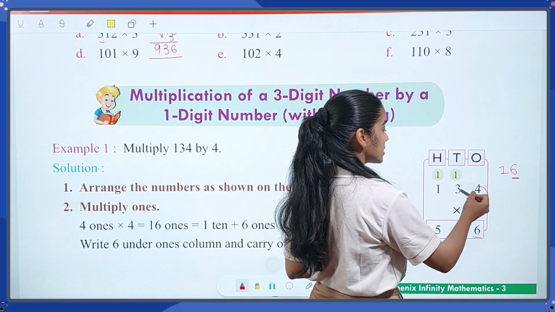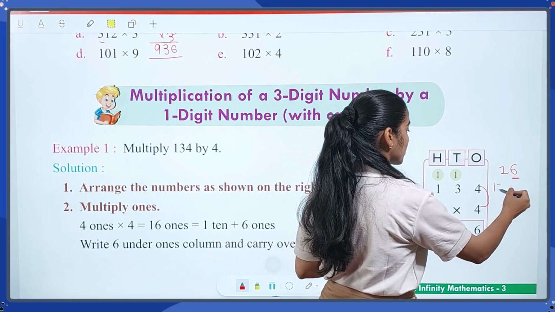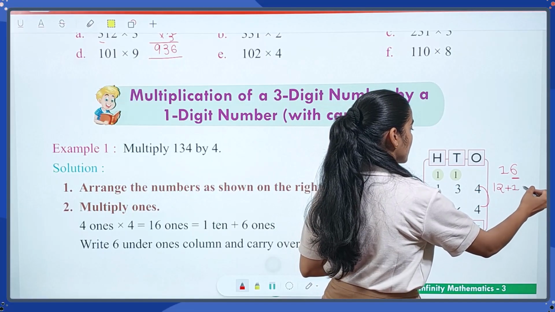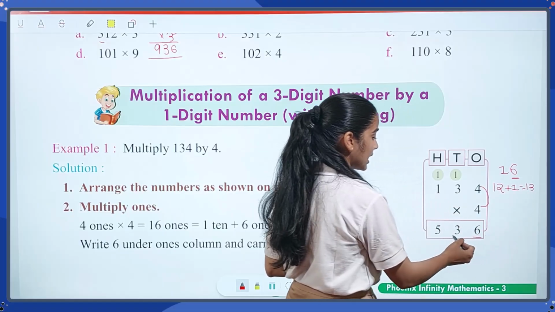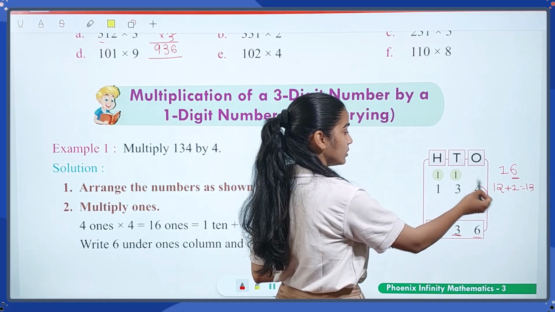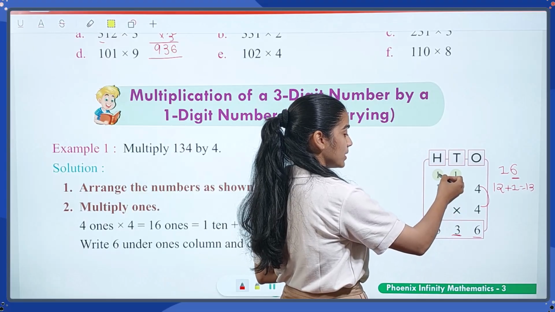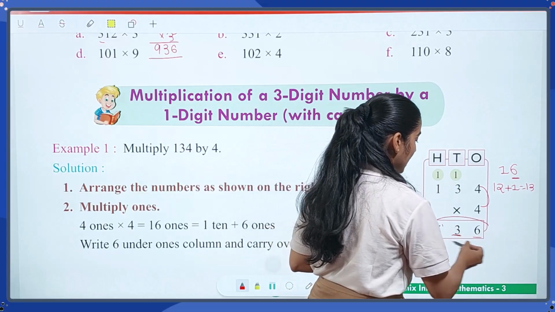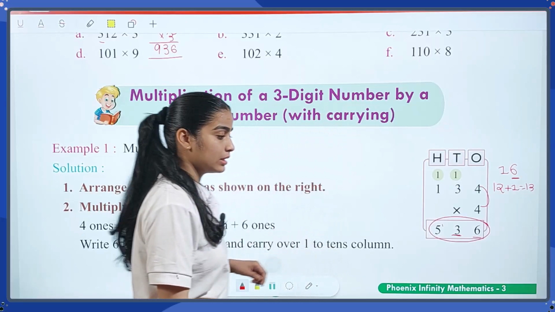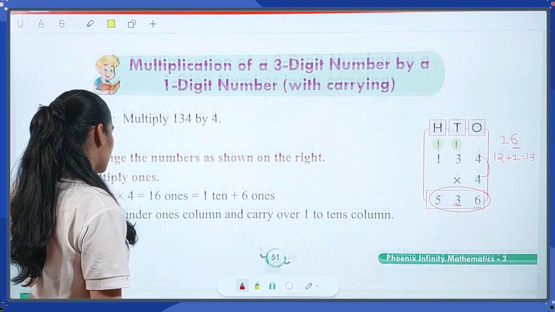Now 4 threes are 12. Now when I get 12, I have to add 1. So I get 13. So I just write 3 only here and shift 1 to the next. Now 4 multiplied by 1 is 4 and then 4 plus 1 is 5. So the final answer is 536. Okay, students.